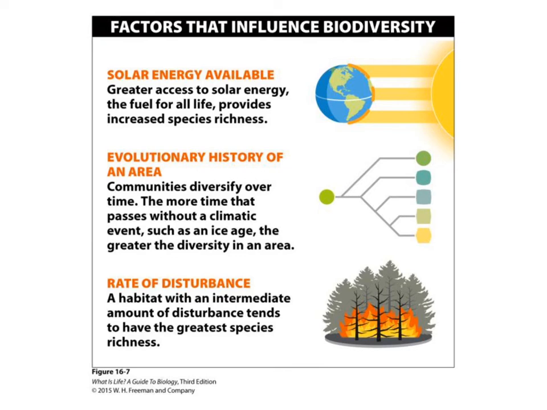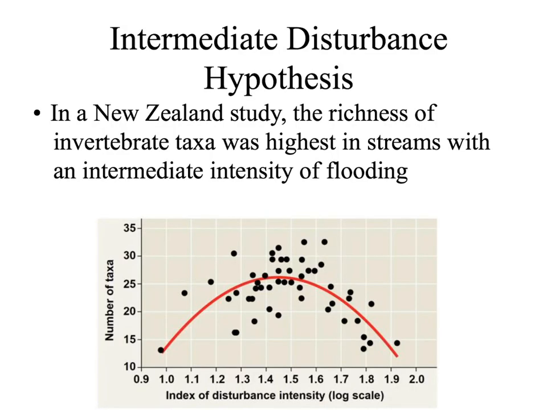The last factor we are going to look at is the rate of disturbance. If a habitat has an intermediate amount of disturbance, it tends to have a greater number of species. This idea is called the intermediate disturbance hypothesis. It has been studied in many areas, such as New Zealand. In this study, we see they are looking at number of taxa versus disturbance levels around streams.